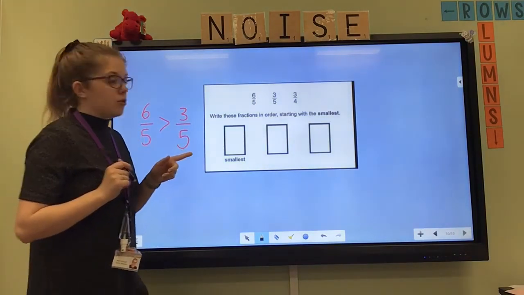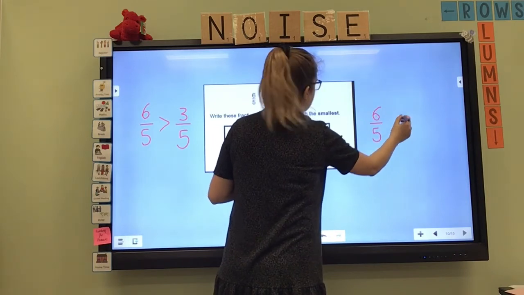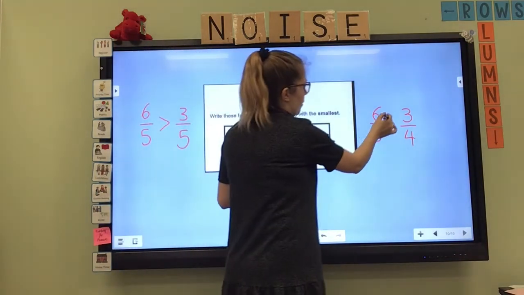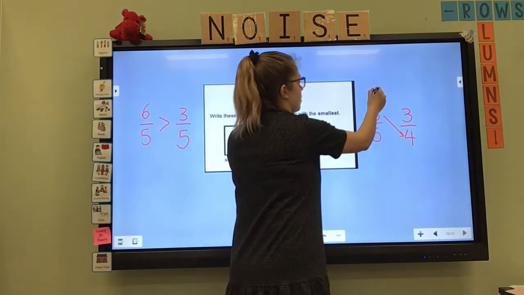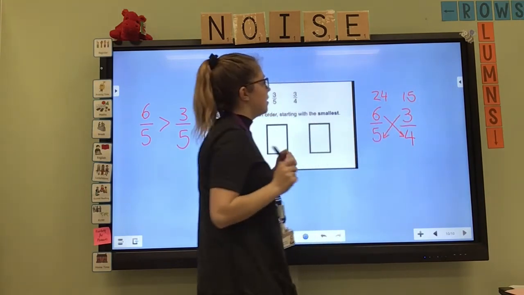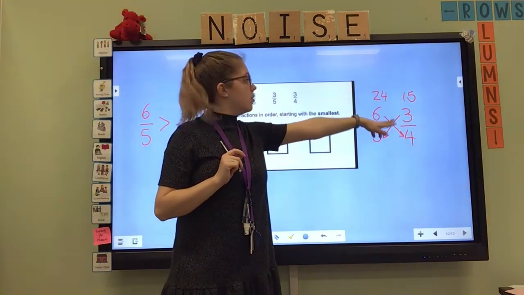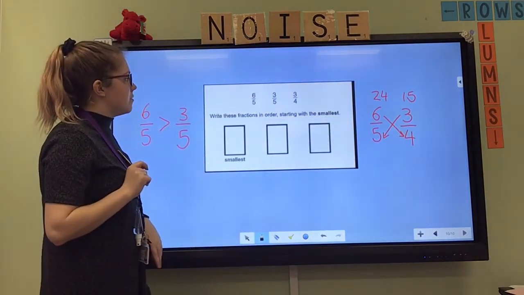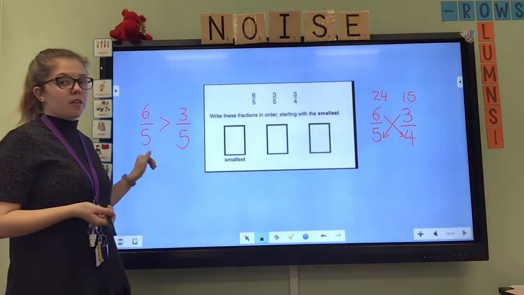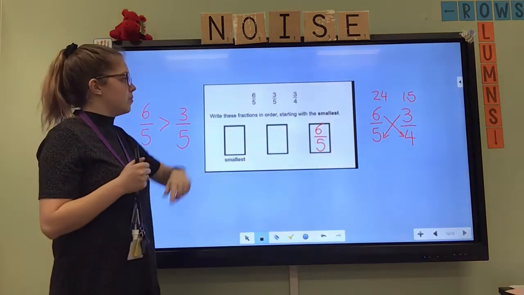So we can use our little trick here. We could say, let's compare it with our 6/5 and 3/4. So we can do our little multiplying trick. We can do 6 times 4, which is 24, and we can do 3 times 5, which is 15. And that tells us that 6/5 is much bigger than our 3/4 because that one's got 24. And then we know that 6/5 is bigger than 3/5 as well. So I'm going to put 6/5 in this position here as the biggest fraction out of those 3.